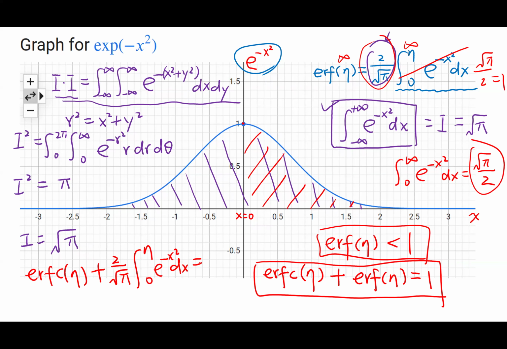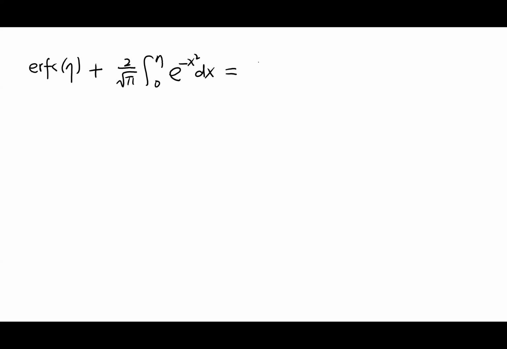1 we can write as 2 over square root of pi integrated from 0 to infinity of e to the power of negative x squared dx, right? We can write this. So let me write down one more time. Basically you get erfc eta plus 2 over square root of pi integrated from 0 to eta of e to the power of negative x squared dx, and this is equal to 2 over square root of pi, 0 to infinity, e to the negative x squared dx, right?